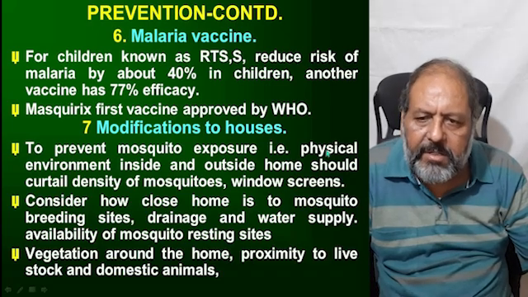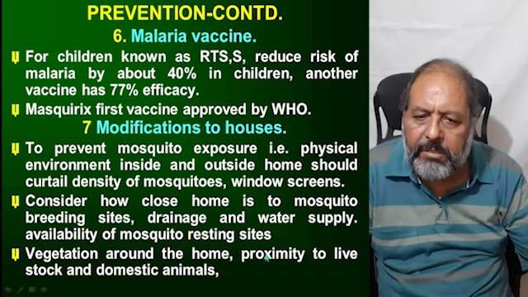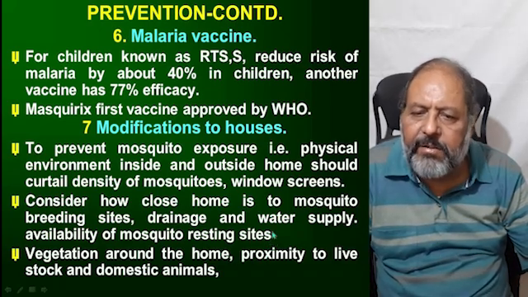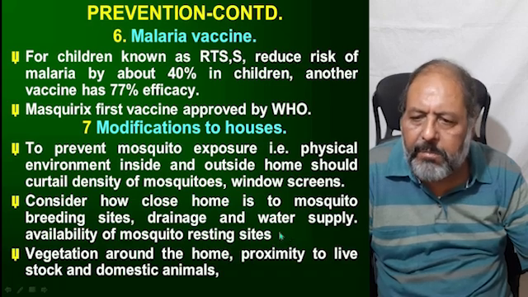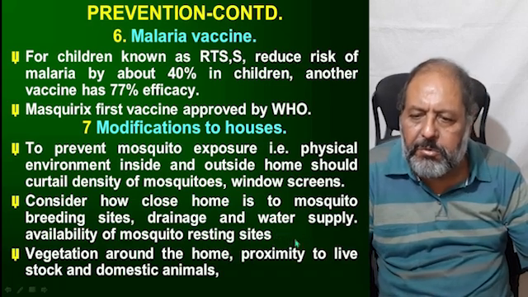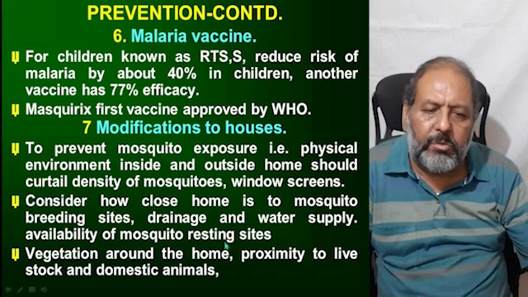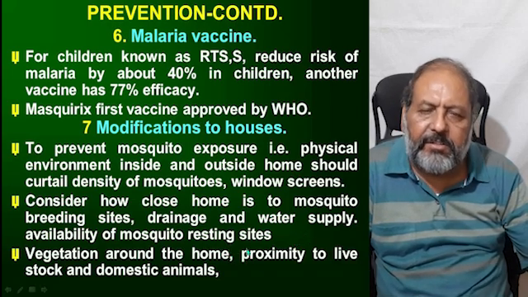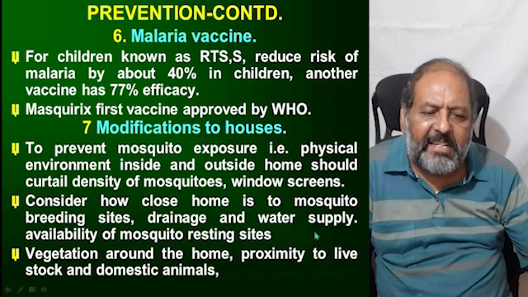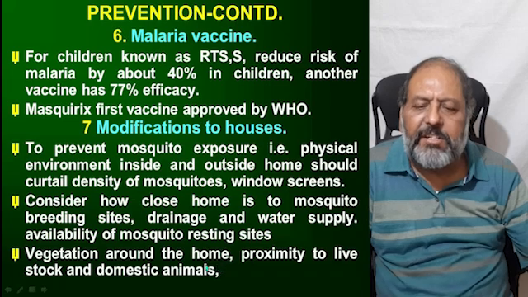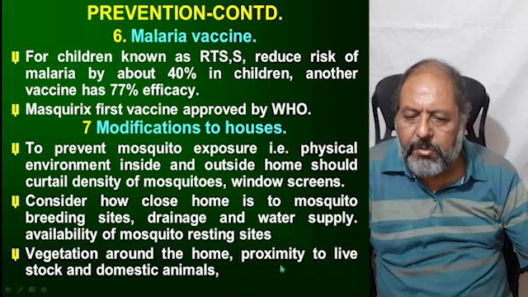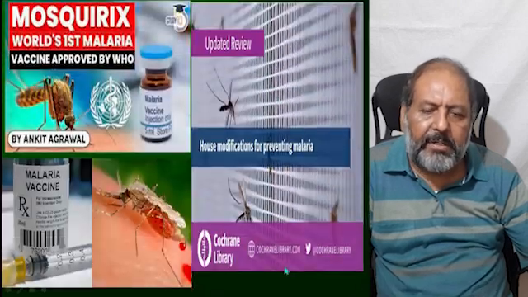Then number 7 is modification to the houses, that is to prevent mosquito exposure, that is, environment inside and outside the home should curtail density of the mosquito. Window screen should be used. Consider how close home is to mosquito breeding sites, drainage and water supply, availability of the mosquito resting sites, and vegetation around the home, proximity to the livestock and domestic animal should be considered.